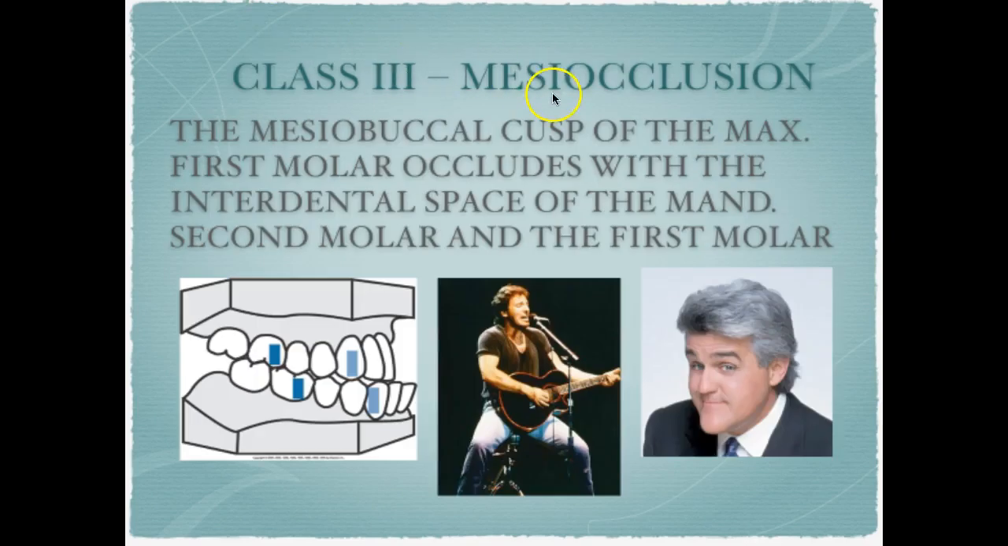Class 3 is mesiocclusion, where the mesiobuccal cusp of the maxillary first molar occludes with the interdental space of the mandibular second molar and the mandibular first molar. And I use examples of Bruce Springsteen, who sings in a class 3. Jay Leno may just have a protruded chin, but it'll remind you, if you remember who Jay Leno is, of a mesiocclusion where the mandible is protruded.